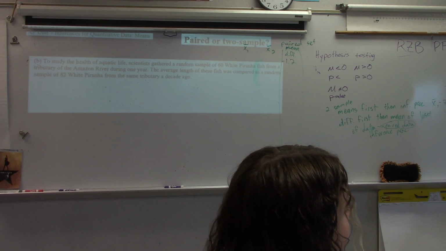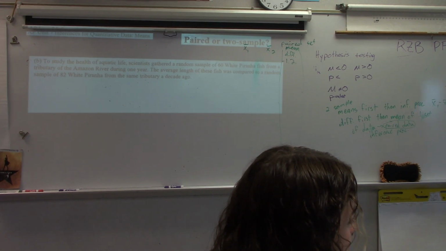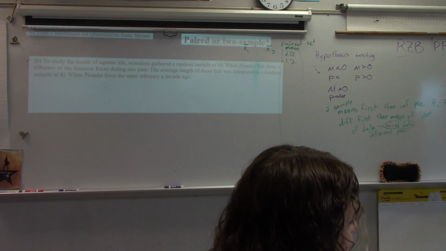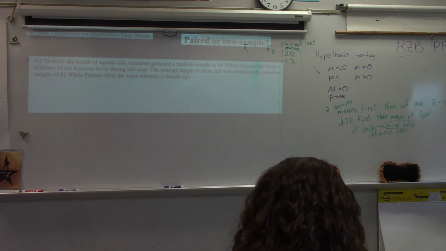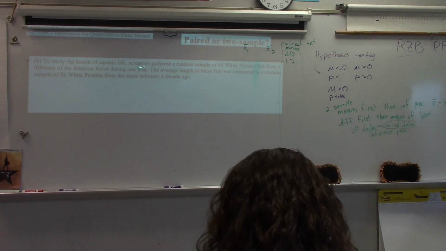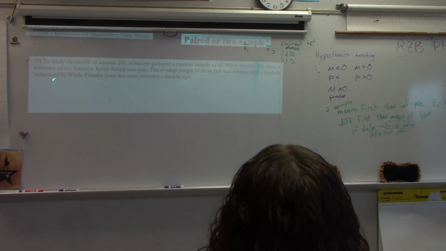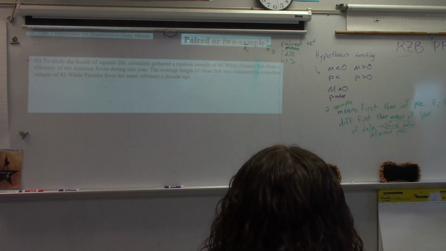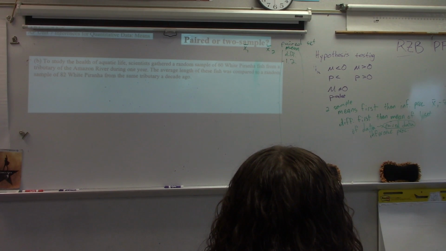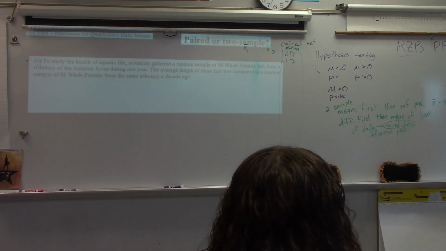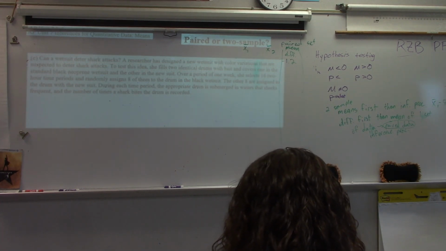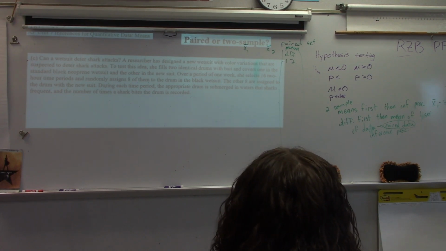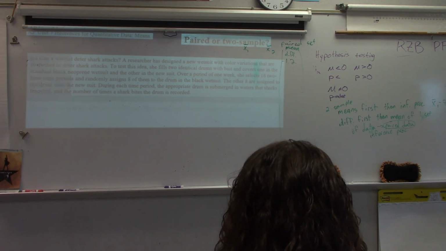Yes, Tyler. So is independence condition, like, not the independence from probability? Is that what you're asking? Yeah, not the independence from probability. It's one sample being independent of the selection of the other sample. 60 white piranha fish today is independent of 82 white piranha fish from a decade ago. They do not affect each other. That's the idea, but don't think probability. And then with this one, there's no way to directly correlate the two, so we would not use independence here.